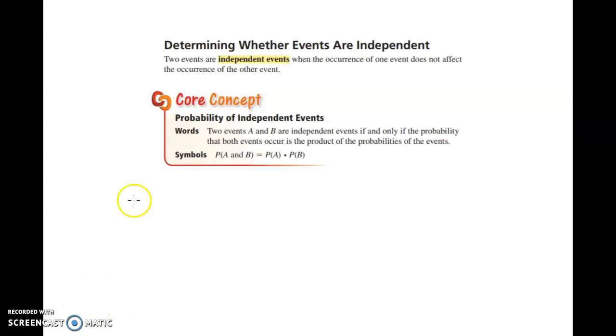Today we're mostly just going to be focusing on finding the probability of independent events. So, two events, A and B, are independent events if and only if the probability that both events occur is the product of the probabilities of the events. So, the probability of event A and event B happening is equal to the probability of event A times the probability of event B. The important thing is this rule, to know what to do and to make sure you understand the difference between independent and dependent events. So we're going to do a few examples.